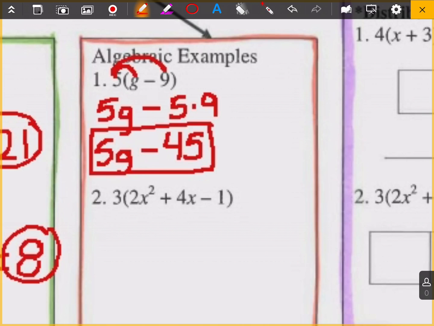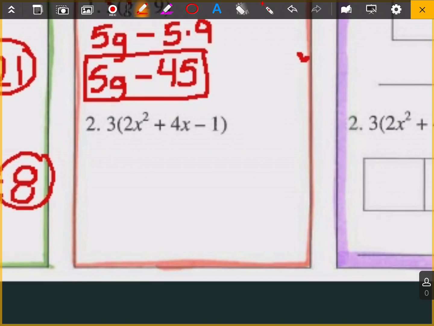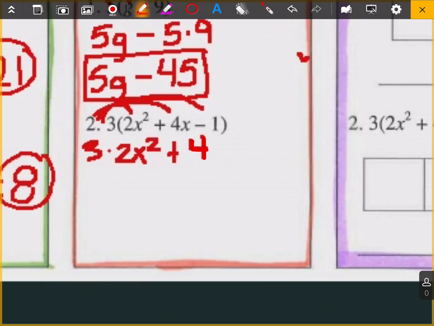This number 2 example seems a little bit more, but it's the same exact idea. We're going to take this 3 and distribute it to the 2x squared, to the 4x, and to the minus 1. So I'm going to rewrite this out as 3 times 2x squared. Bring down my plus sign. Then I'm going to distribute the 3 to the 4x. So 3 times 4x. And then I'm going to distribute that 3 with the minus 1. So minus sign and then 3 times 1.